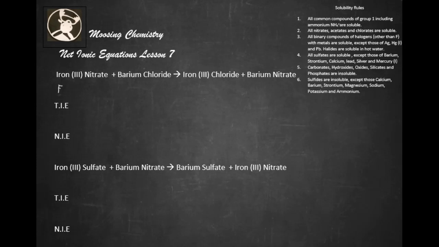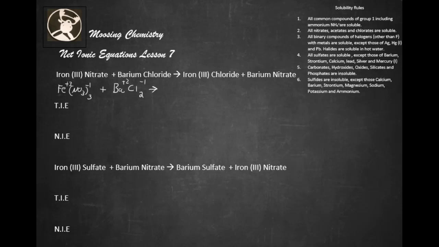We have Fe, see that 3 right there? It would be Fe plus 3, NO3, that's minus 1. So we're going to use the crisscross method. There we go. Plus barium chloride. So we have Ba, so plus 2, Cl, which is a minus 1. So again, we crisscross it, and there we go.